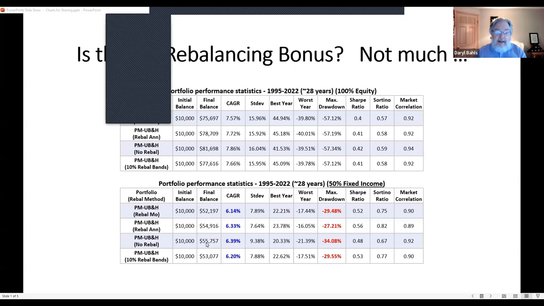If you look at the ending balances, they're about 7 or 8% higher on the 100% equity portfolio, 82 versus 77%, $77,000 for a $10,000 investment. And if you have a 50-50 portfolio, it's about $3,000 out of about $55,000. So that's, again, about 6-7%. So it does make a difference, and if you have the time, it can make a large difference.